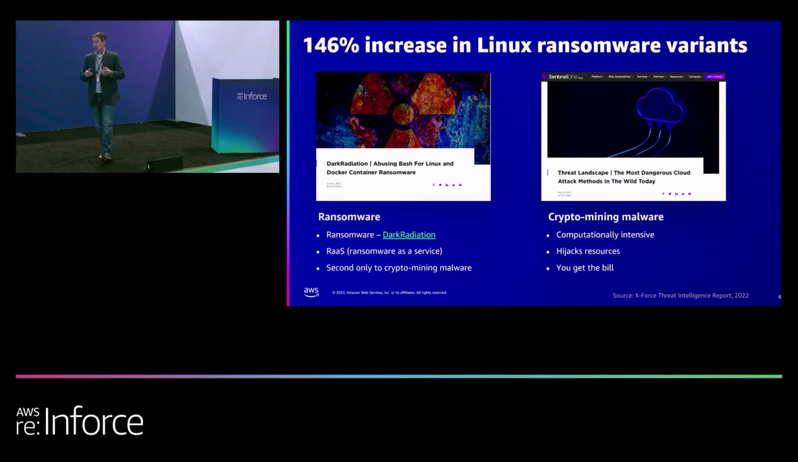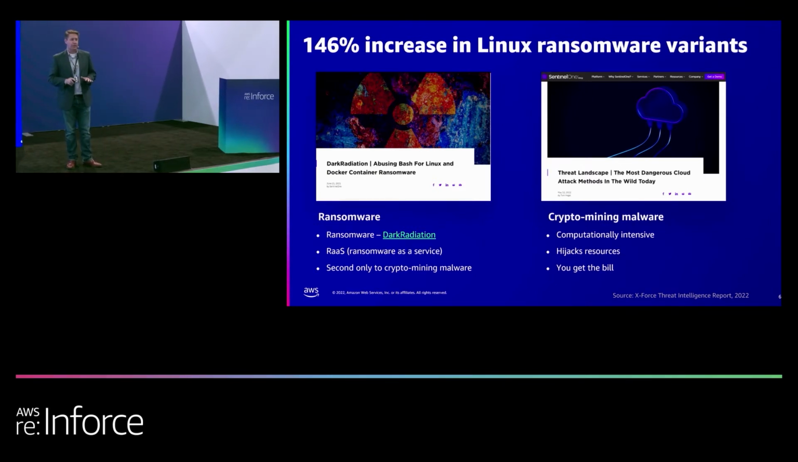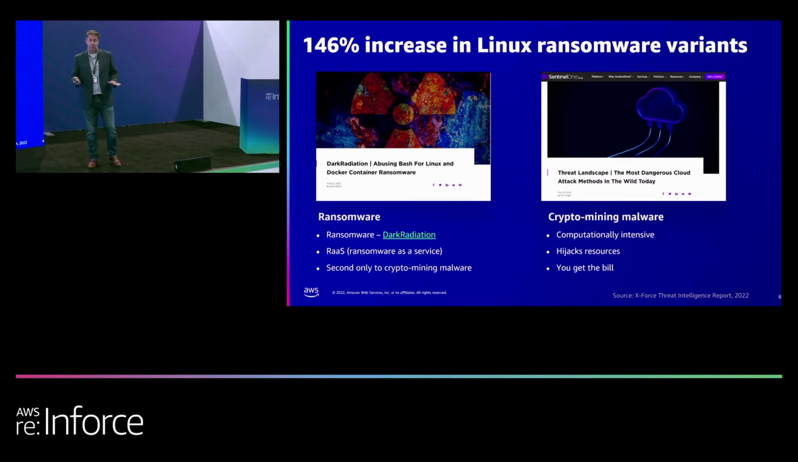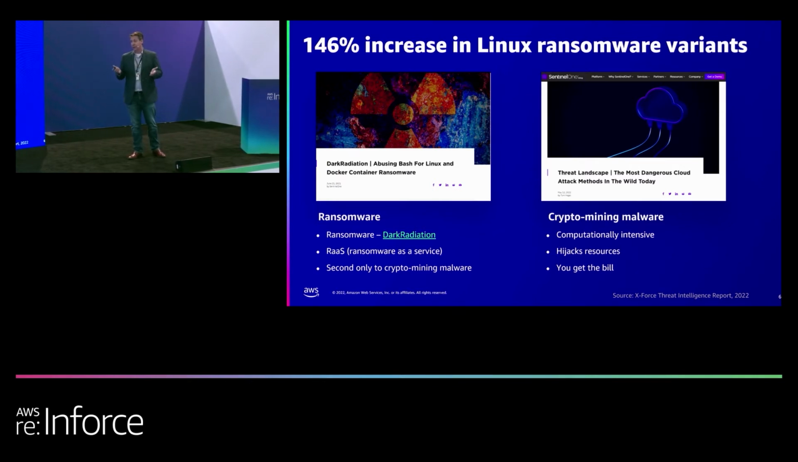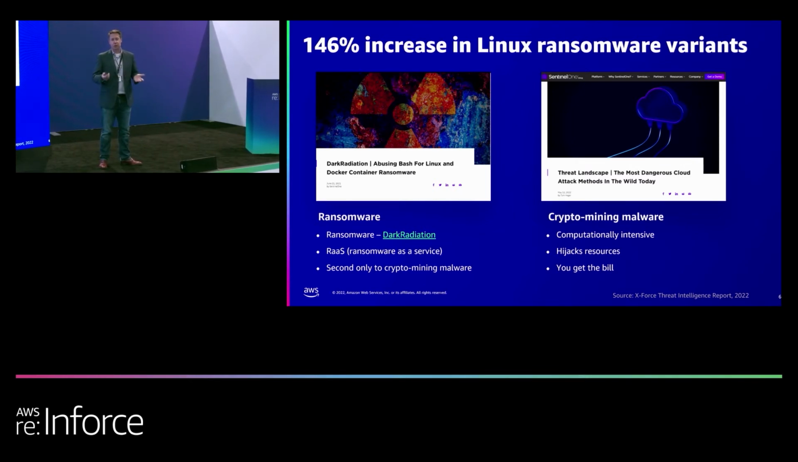First, ransomware. Ransomware is the second largest attack type. Dark radiation was written entirely in Bash, I believe targeting CentOS and Debian Linux. Ransomware as a service has really lowered the barrier of entry for bad actors. Now, script kiddies with little more than internet connection can devastate your business without any real skills to speak of. And ransomware is second only to crypto mining malware as a threat to your workloads.